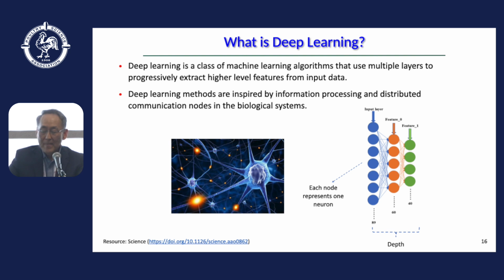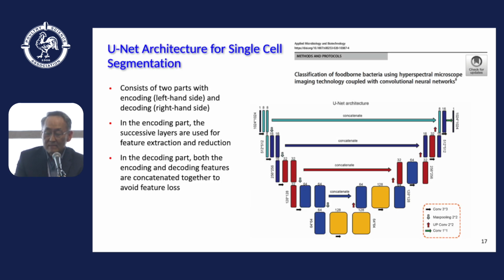So the deep learning method is actually information processing. Once you get a feature extracted from your data, in this case hyperspectral data, you develop some deep learning model and classify, in our case, or do some prediction or other aspect. I'm going to talk a little bit about the U-Net architecture because this is very important in our case.